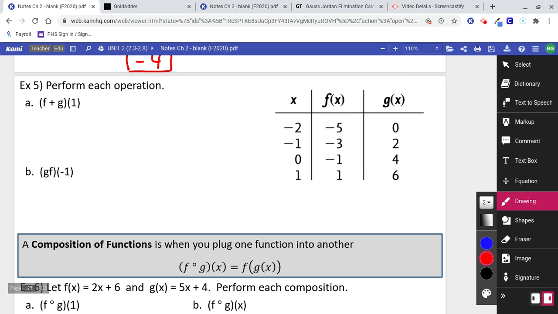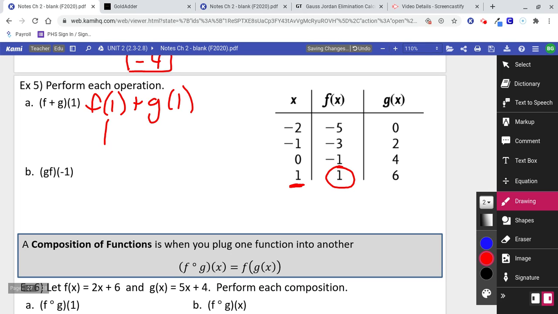Example 5, perform each operation. f plus g of 1. That means f of 1 plus g of 1. Not supposed to be hard, but students struggle because their eyes go crossed. If you're looking at f of 1, that just says x is 1. So f of 1 is this 1 right here.